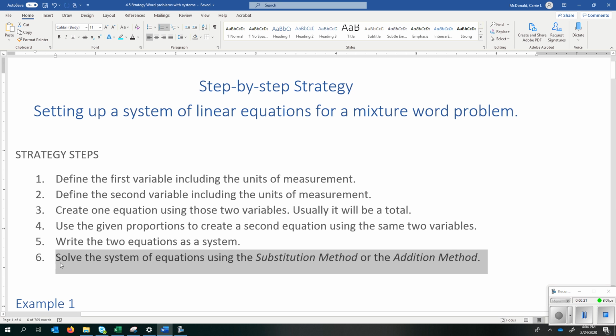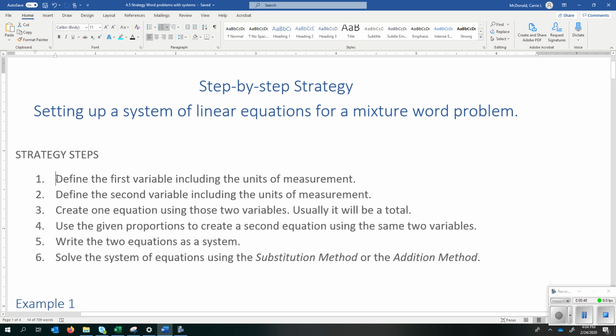In this video, I'm assuming that you've already learned how to solve a system of equations using either the substitution method or the addition method. If you have learned this already, you're ready for this video, and if not, you want to go back and master that before watching this video.